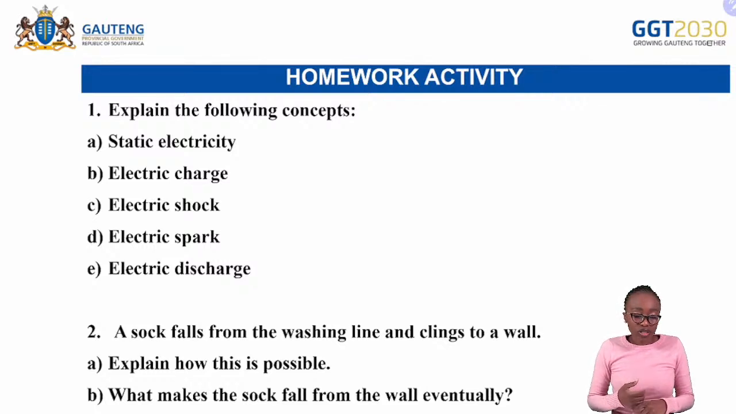Explain the following concepts: static electricity, electric charge, electric shock, electric spark, electric discharge. And then the second question is a sock. A sock falls from the washing line and clings onto a wall. Explain how this is possible, firstly, and then secondly, what makes the sock fall from the wall eventually. So 2 minutes, write down the questions quickly.